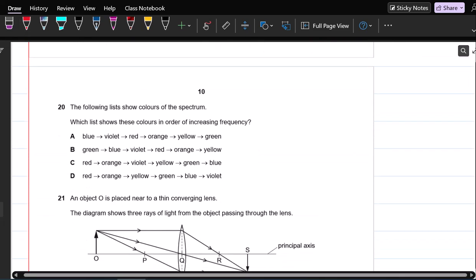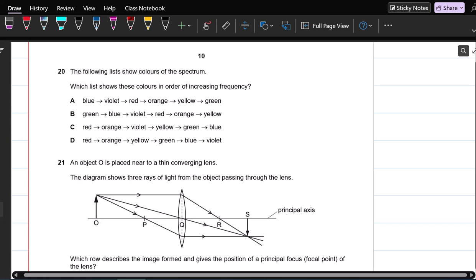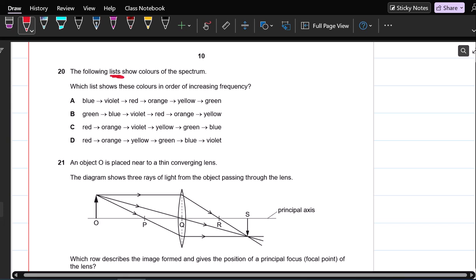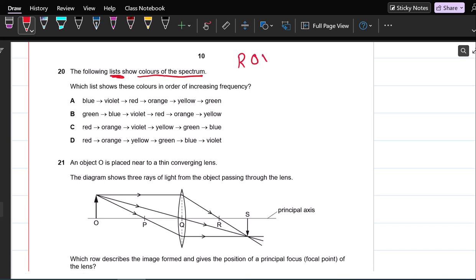Okay, moving to question 20. This is the question 19 and 20. They are repeated questions. They were in the previous exams as well. The following lists show colors of spectrum. Colors of spectrum are ROYGBIV: red, orange, yellow, and so on, green, blue, indigo, and violet. Which list shows these colors in order of increasing frequency?